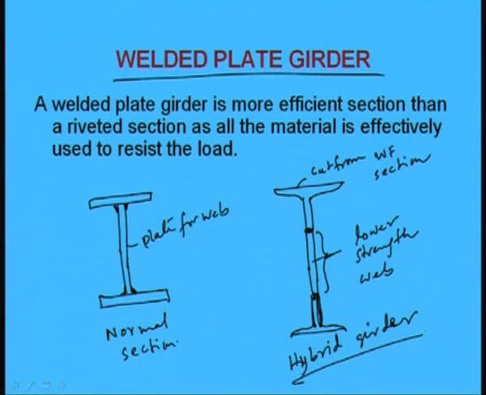This is called hybrid girder. Two other sections I will show which are used in bridges mainly. This section is very commonly used in bridges, that is box girder. So, how does it look? It is like this. That means there is a solid plate which is forming like a box and welded at the joint to make this box. This is called box girder.